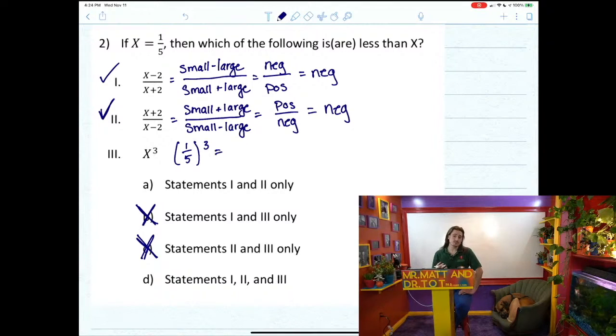Normally, if we raise something to the third power, we'd expect it to go up, but this is a number in between 0 and 1, so we know it's going to actually go down. So we know conceptually that 1, 2, and 3 are all true.